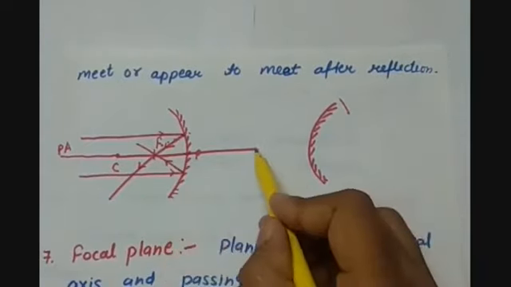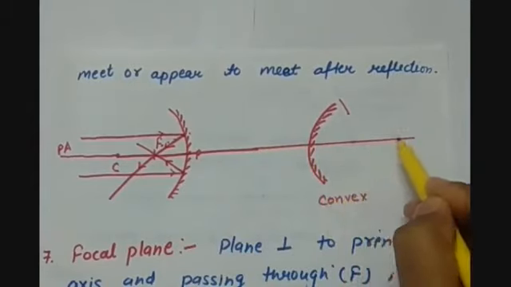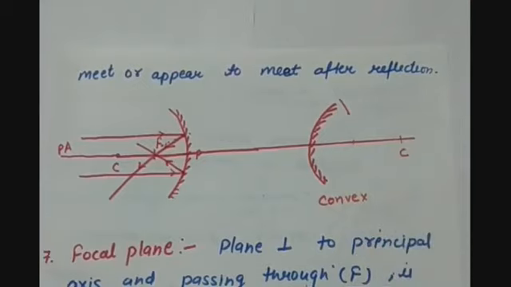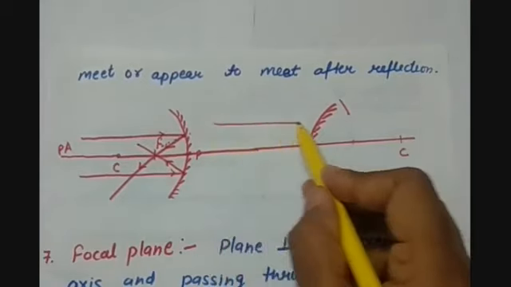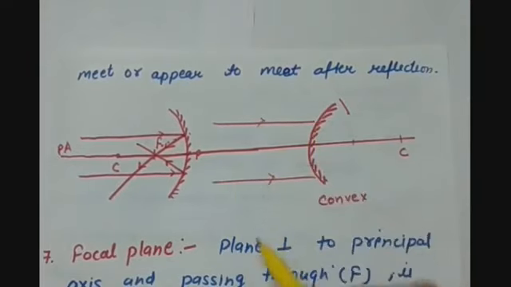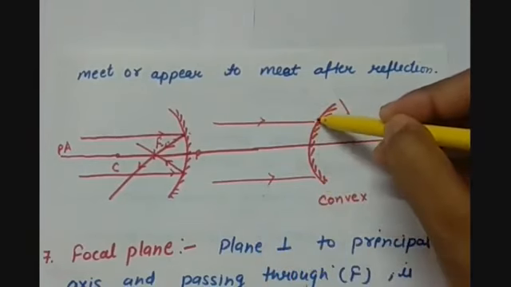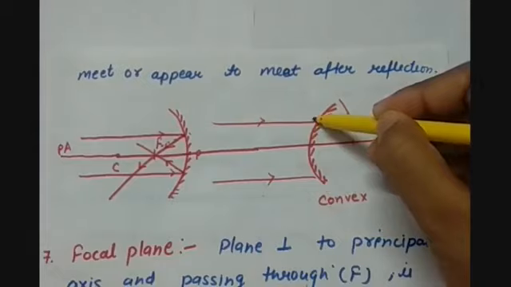But in case of a convex mirror, all the radiation coming parallel to the principal axis, because this is the only reflecting surface, so this will get reflected back.